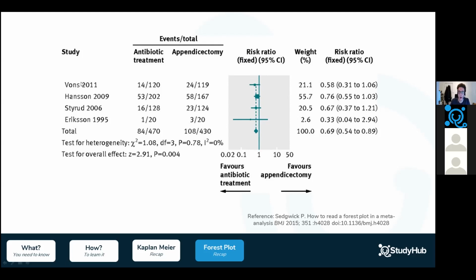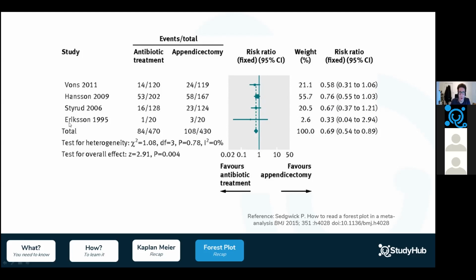So in our 4 studies here, Vons et al. in 2011, Eriksson et al. in 1995, etc., we can see that actually their lines intersect this number 1. So all of these 4 studies were basically inconclusive. Obviously here we've got the number of participants and the weighting and all kinds of other statistics that don't really help us interpret the graph.